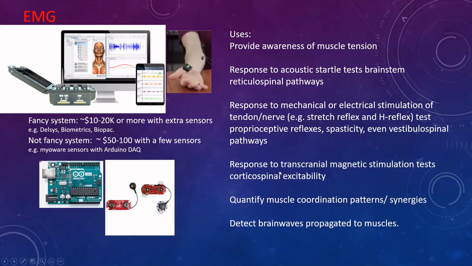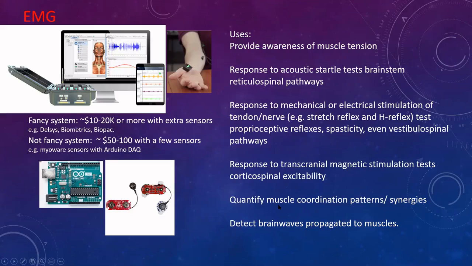The response to a pulse of magnetic stimulation at the head, that's transcranial magnetic stimulation, can tell you something about corticospinal excitability, and it might be useful to track changes in the nervous system after stroke and with recovery. The type of muscle coordination patterns that emerge after something like stroke are also of interest. So getting lots of sensors on lots of muscles and looking at patterns of activation when people try to do functional tasks like reach forward has been extremely helpful in the research world.